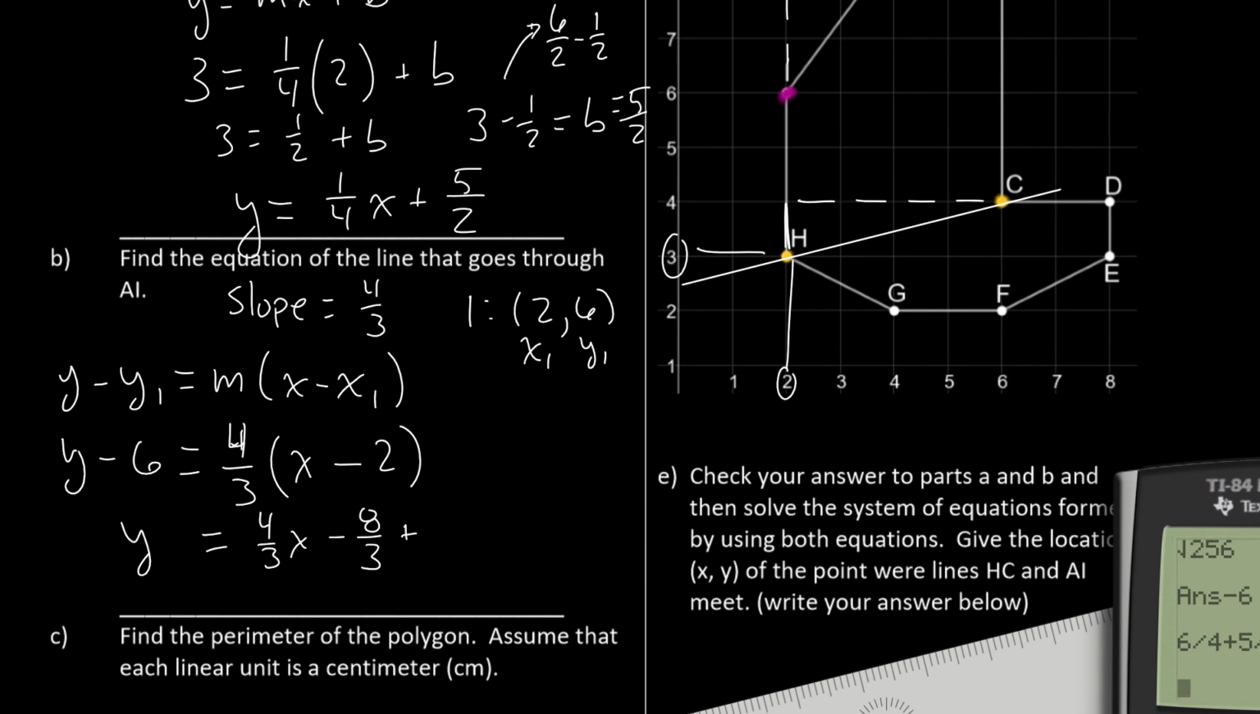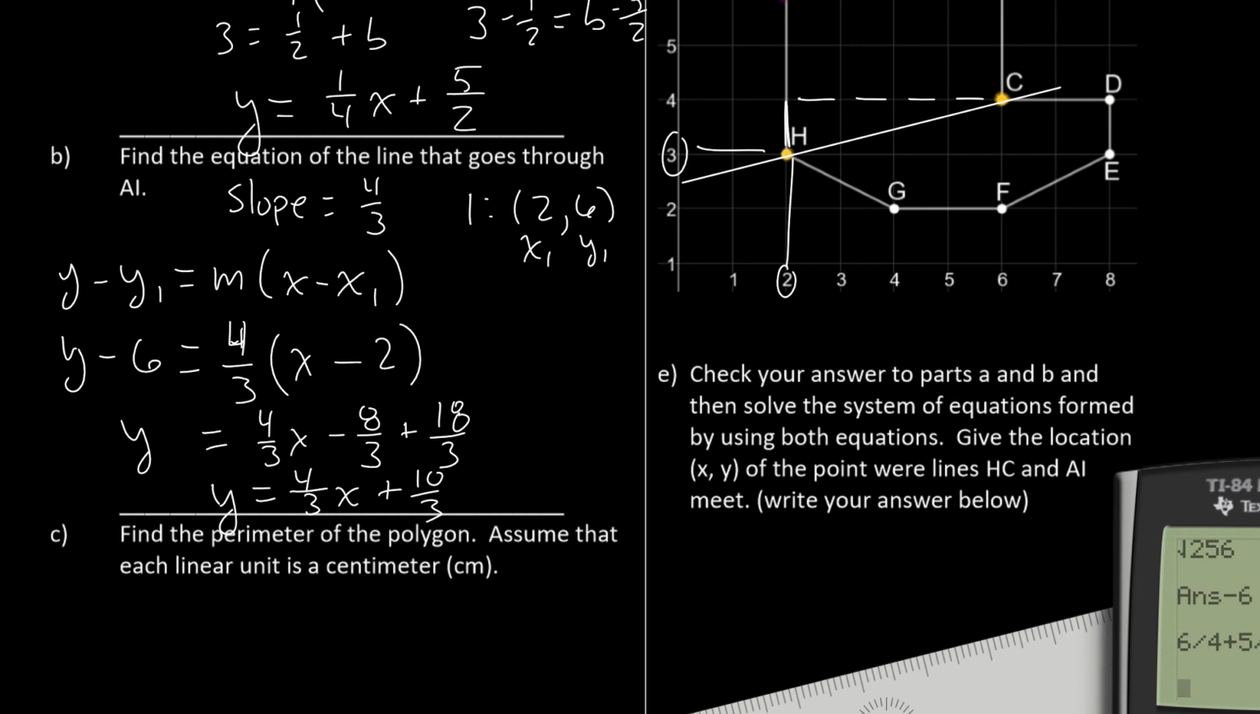6 I can write down as, what is that in terms of thirds? Is it 18/3? 18 divided by 3 is 6. Yeah, so that's the same as 6, so that's still plus 6. Why I did that is now I can combine those fractions. So my answer should be y is equal to 4/3 times x, and then plus 10/3.